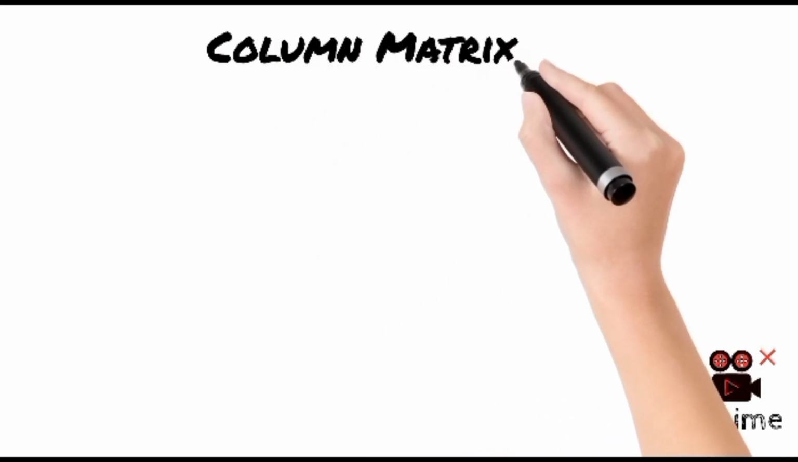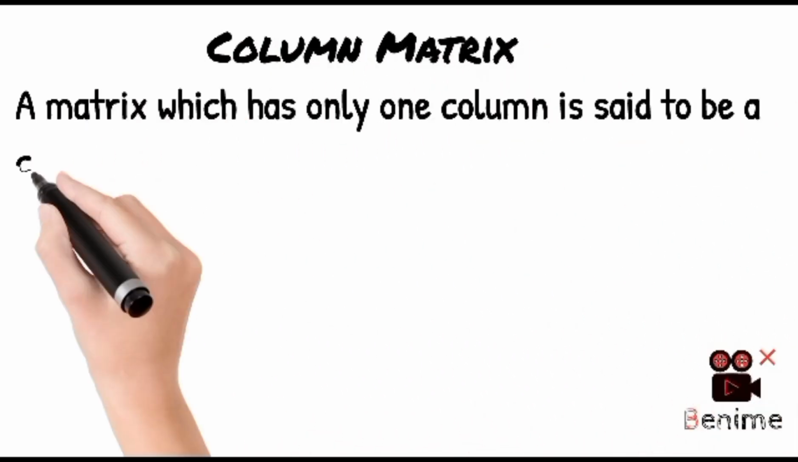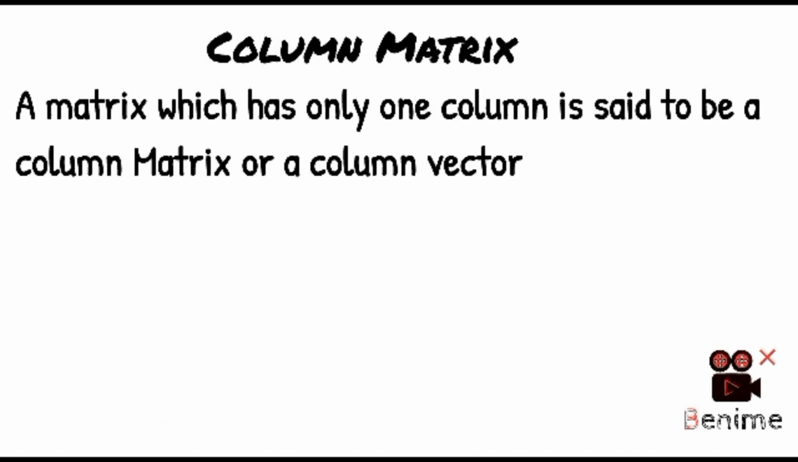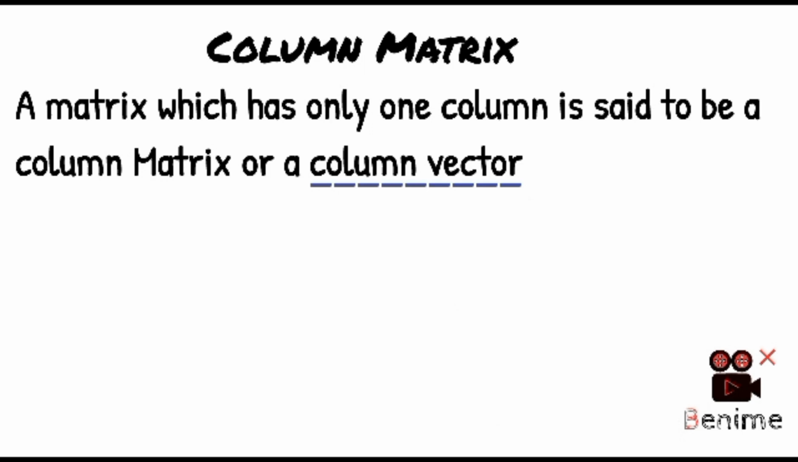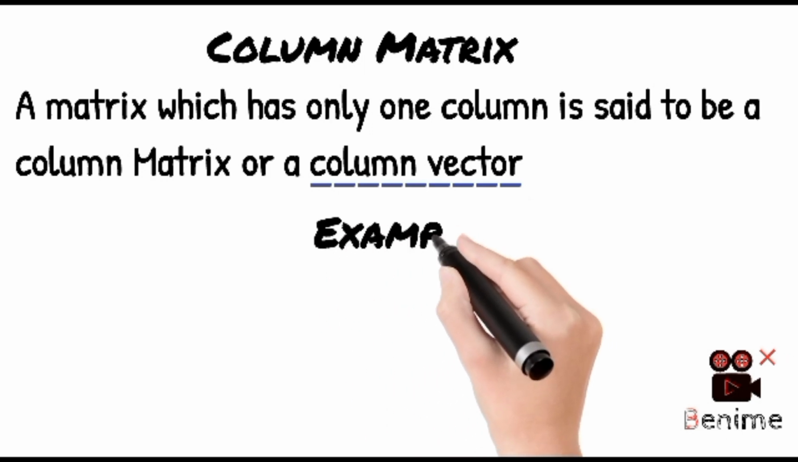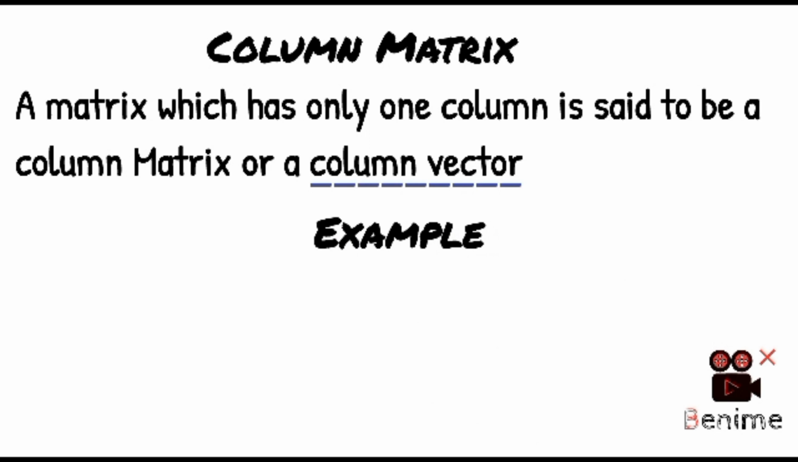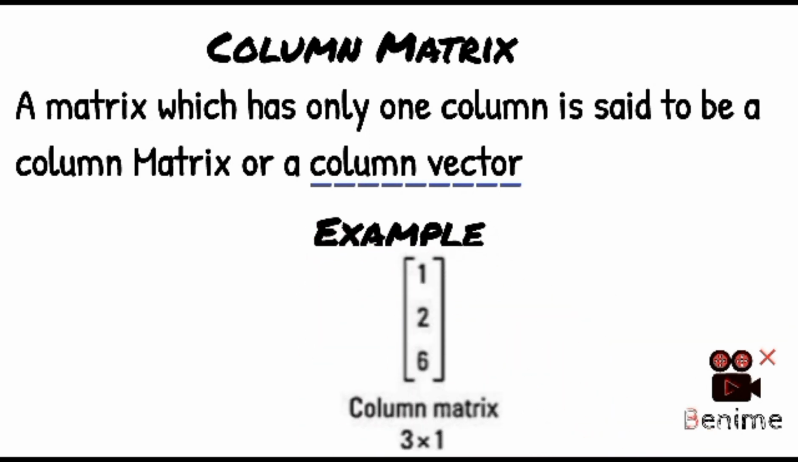Column matrix. Column matrix is a matrix which has only one column, no matter how many rows are there in that specific matrix. This matrix is also called a column vector. So let's see an example of column matrix. In this example, there is a matrix having one column and there are three rows. So the order of this matrix is 3 by 1.